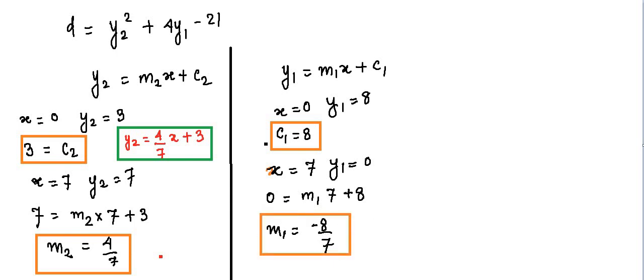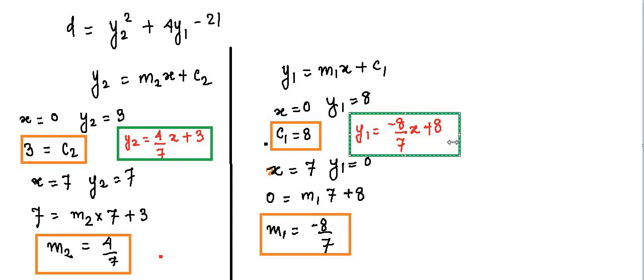From here you can find out the equation. The equation of y1 will be y1 is equal to, substituting the value of m1, minus 8 by 7 x plus c1, which is 8. So just simply put 8. So this is my equation y1 in terms of x. We have got this.